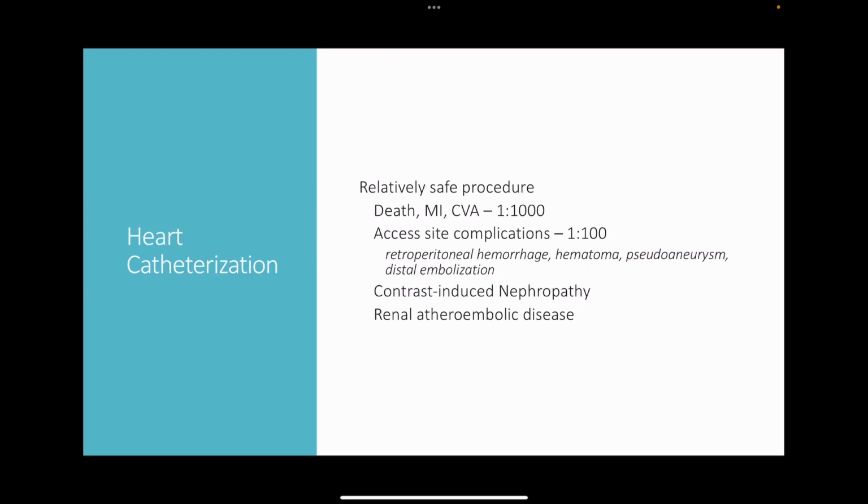Relatively safe procedure, deaths, MI, CVAs, 1 in 1,000. Access site complications are the more common problem. Okay, you're putting a needle in your groin to get access to your femoral artery, essentially. That's under a lot of pressure, so when they're done, you have to hold a lot of pressure to that site to make sure there's no hematoma forming. They can also do it through the arm, through the radial artery. They can do caths through there as well. Those are the two access points we use.